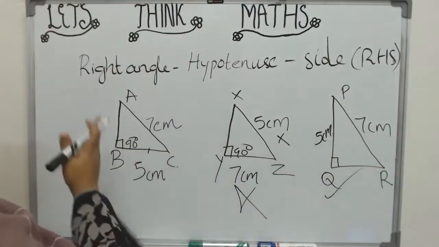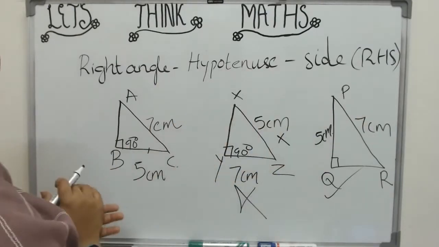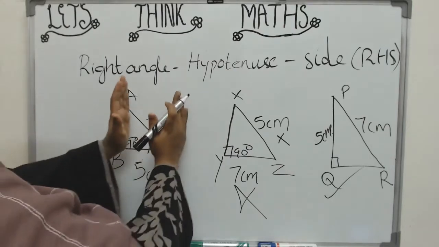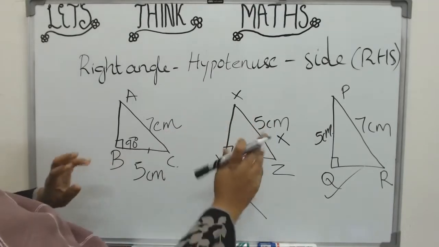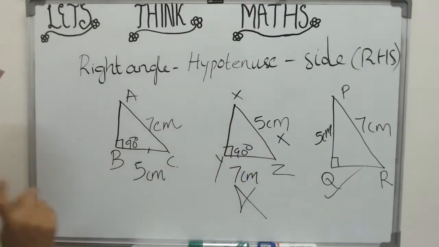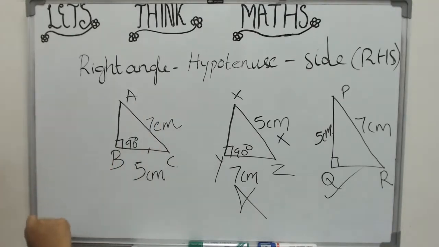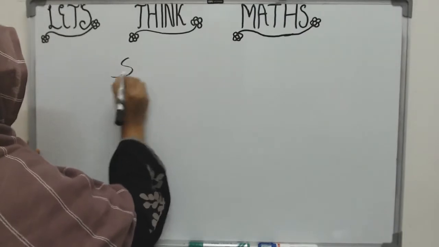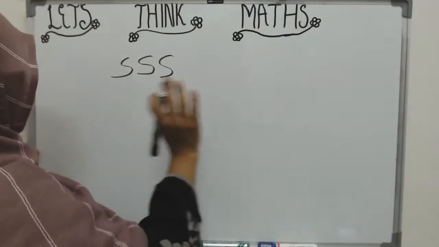So this is called the right angle hypotenuse side congruence, or the RHS congruence criterion, which means that in a right angled triangle, if the hypotenuse and one of the sides are equal, such two triangles will always be congruent. Now let us do a quick recap of what we have studied so far. So what did we study so far? We studied SSS. That means it is enough to know the three sides.